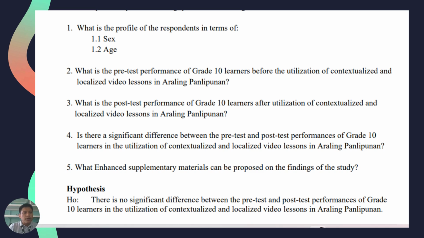And here are the target questions, or research questions, or the SOP, or the statement of the problem that we need to target. So here you need to get the profile of the respondents. That's the reason why on research question number 1, we stated: what is the profile of the respondents in terms of sex and in terms of age? Again, you should use the word sex rather than gender.